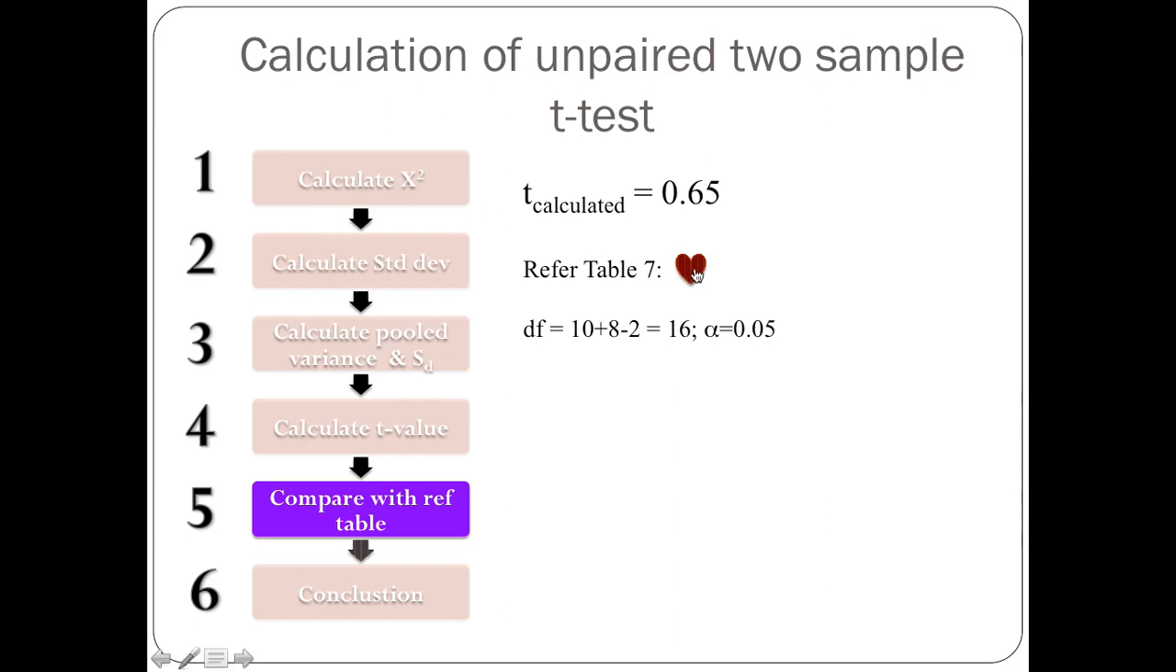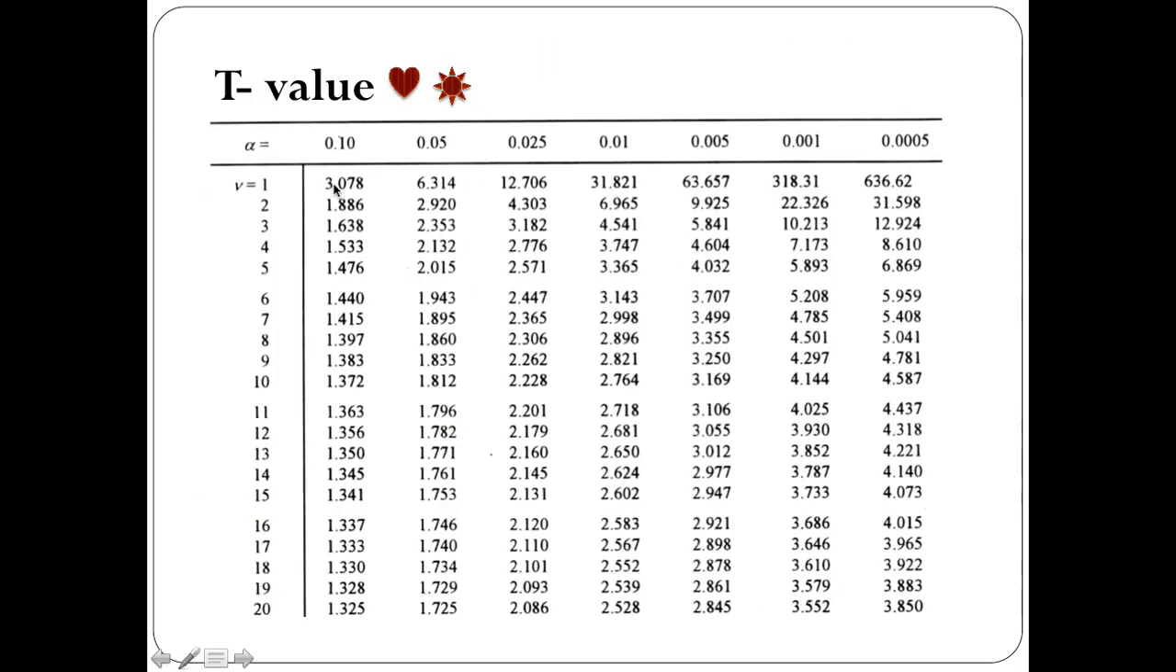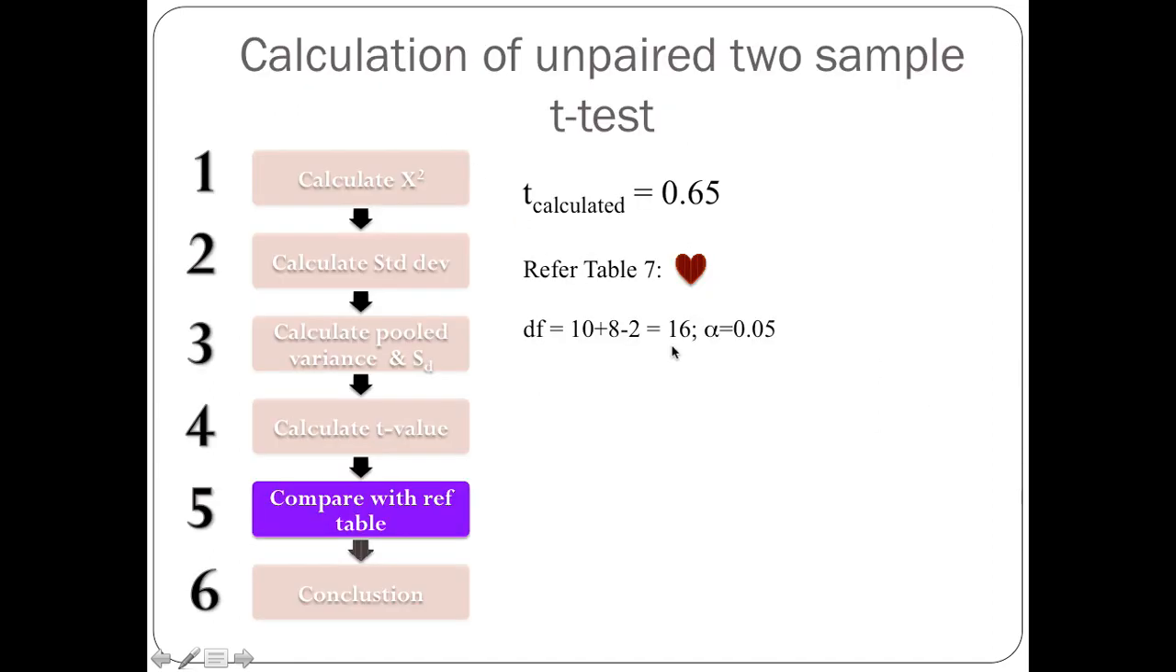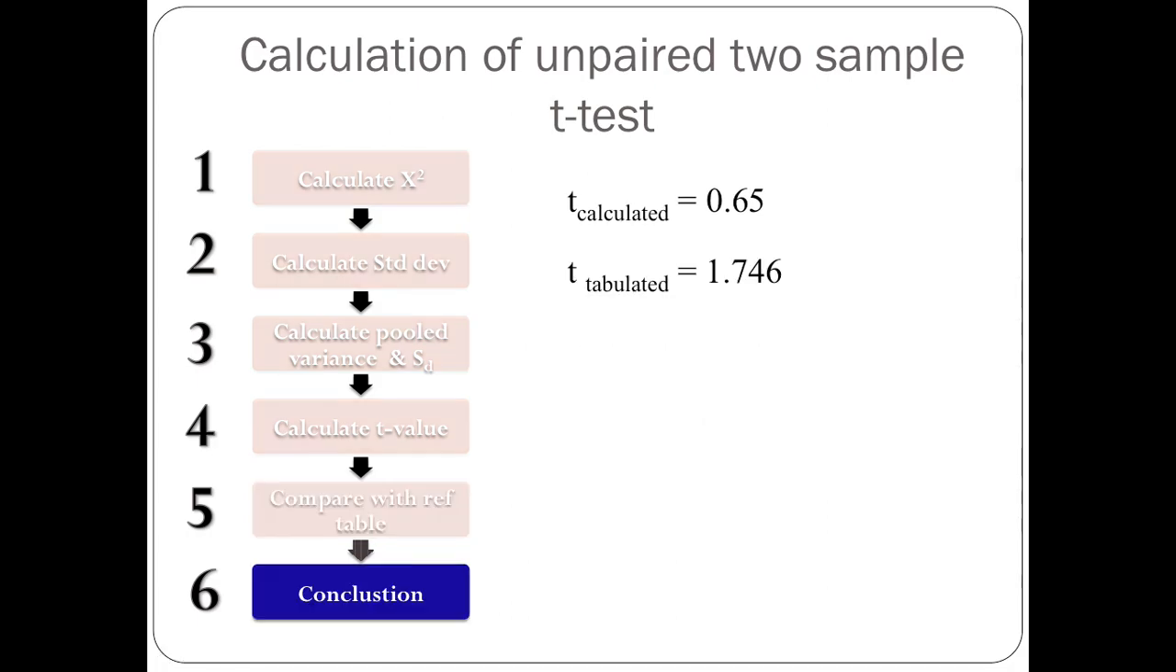So refer to table 7. So 16, remember, and 0.05. So this is what you get, 1.746. Go back, and is this the number? Yes, 1.746. And now we can do our conclusion.